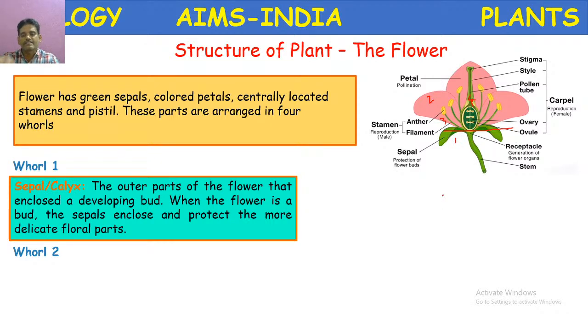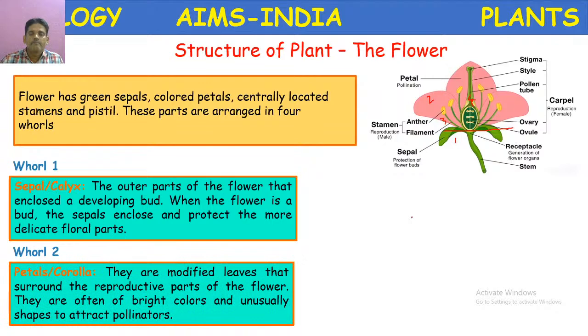The number of these sepals varies from plant to plant. For example, if you see a hibiscus flower, there are 6 sepals present. Okay, so these sepals are green in color. Next, petals. The second whorl is the petal. It is also an outer whorl, which is bright in color, and they are modified leaves that surround the reproductive parts of the flower. They are often of bright colors, and usually the purpose of these is to attract the insects for pollination.